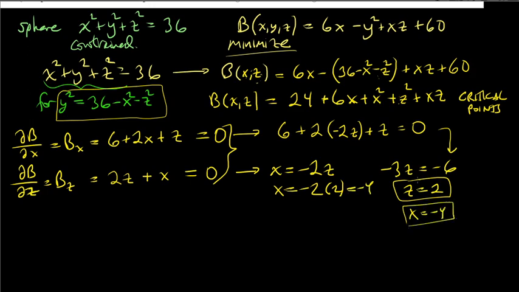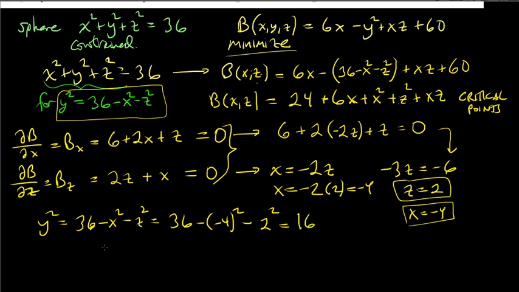And if x is negative 4 and z is 2, what's y? Well, remember, y squared from the constraint equation is 36 minus x squared minus z squared. So this is 36 minus negative 4 squared minus 2 squared. So 36 minus 16 is 20, and 20 minus 4 is 16. So that's y squared, which means y is plus or minus 4. So y could be positive 4 or negative 4. We don't know which it is yet.